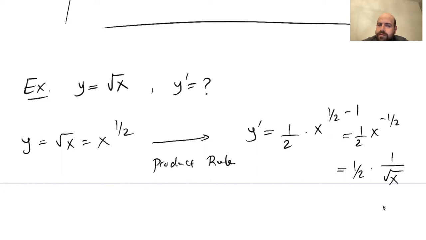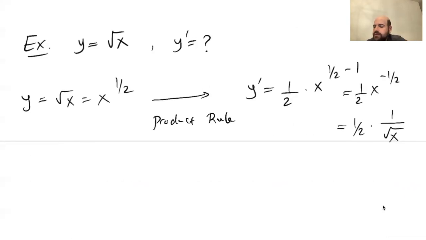Right? Negative power means what? X to the power minus 1/2. If you have a negative power, it means 1 over the same expression with the positive power. So 1 over x to the power 1/2, and 1 over x to the power 1/2 means 1 over root x. So we showed that the derivative of root x is equal to 1 over 2 root x.